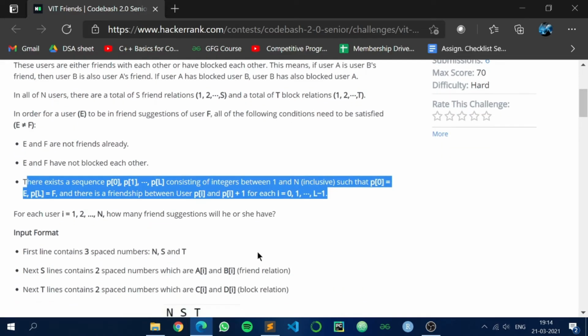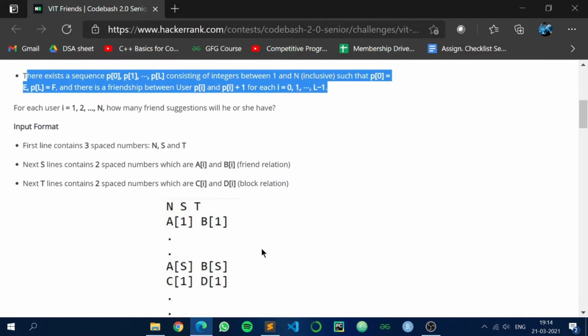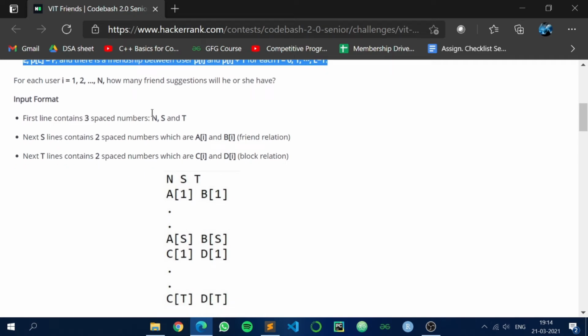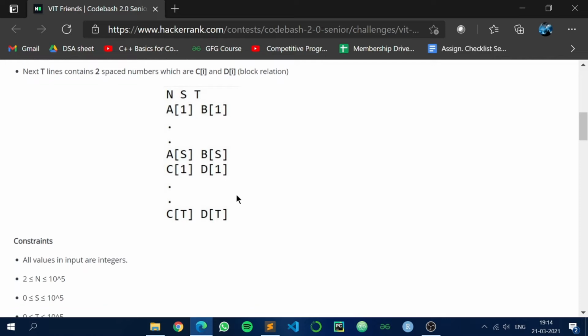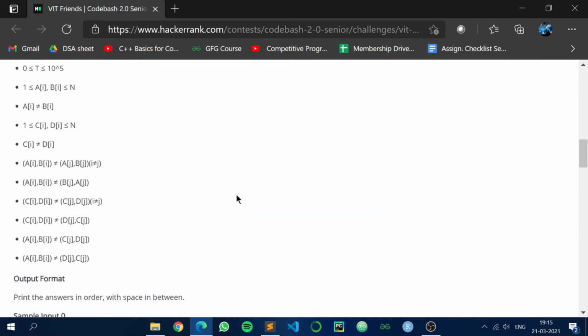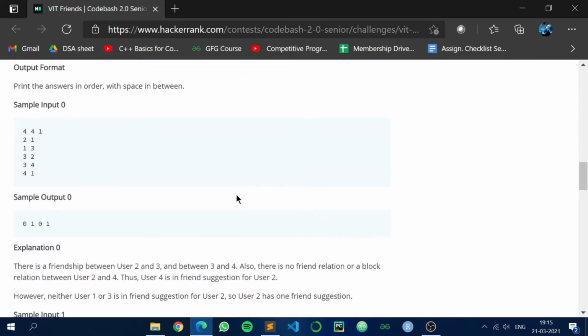Now let's see what we have to find. For each user I, we have to find the total number of possible friend suggestions the person can have. Let's see the input format. The first line contains three integers: n, s, and t, where n is the number of users, s the number of friendship relationships, and t the number of blocked relationships. The next S lines contain the nodes which are friends with each other, and the next T lines contain the nodes which are blocked by each other.